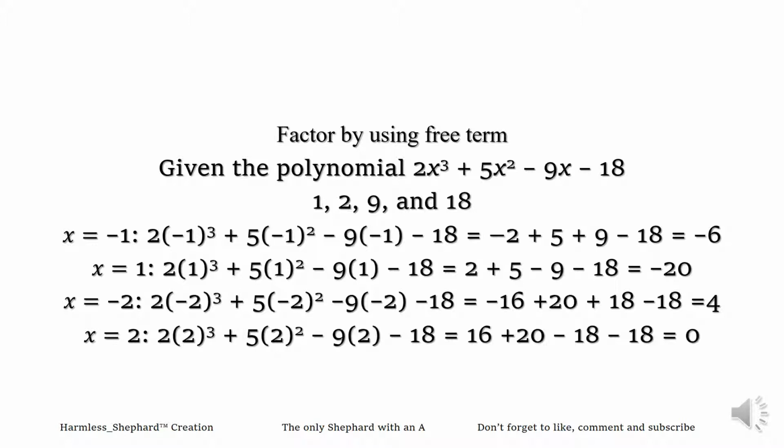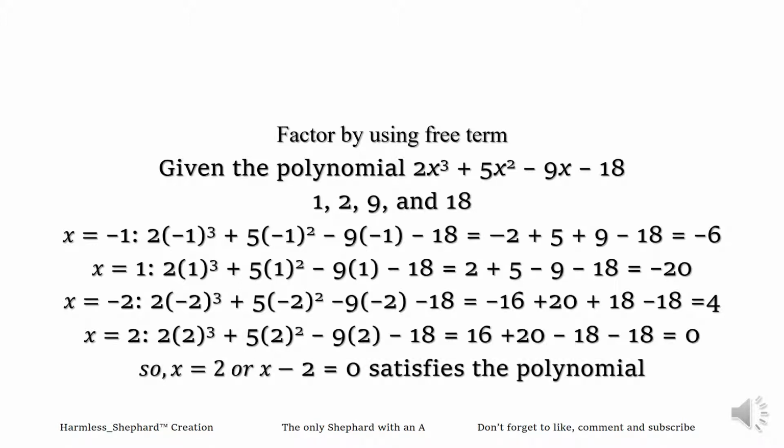Perfect. This is what we are looking for. It means that x equals 2, or x minus 2, satisfies our polynomial equation. So x minus 2 is one of the roots of the equation. We have to look for the other two roots, because the polynomial is raised to the power of 3, which means it has 3 roots. So we have gotten one root. Now let's use the rule to find the others.